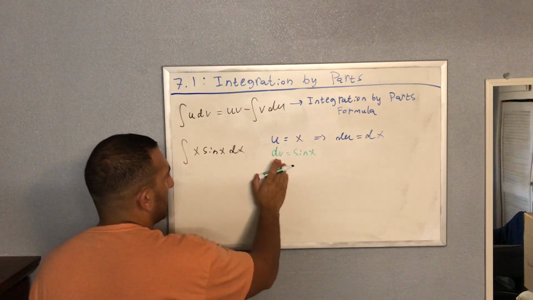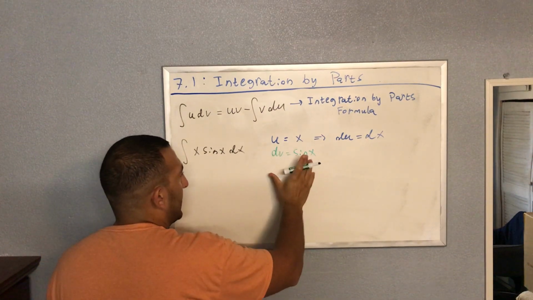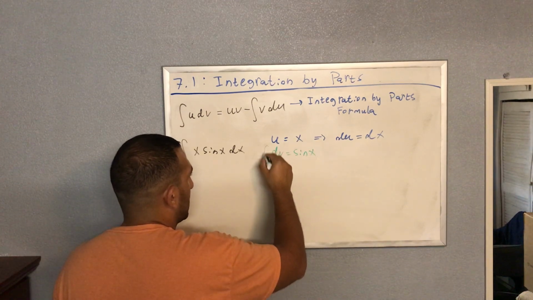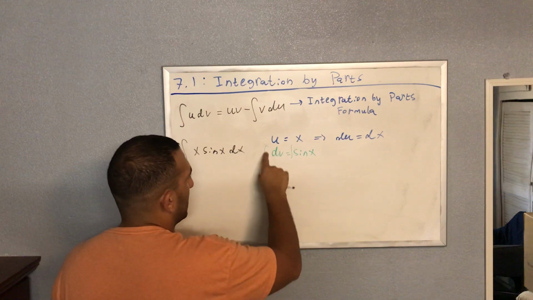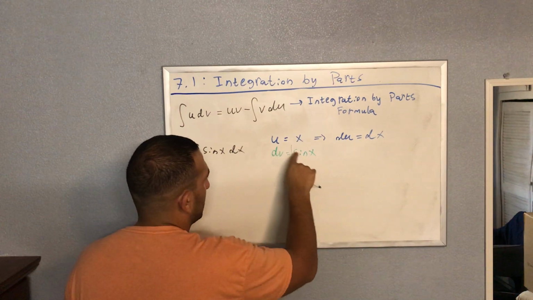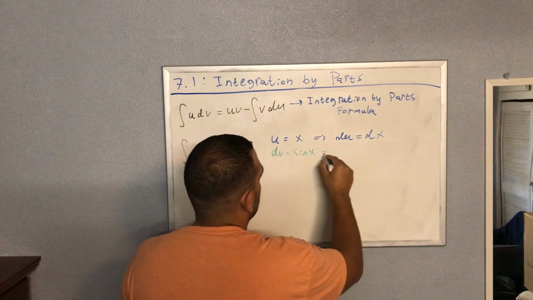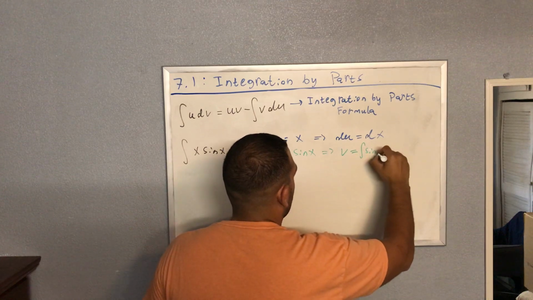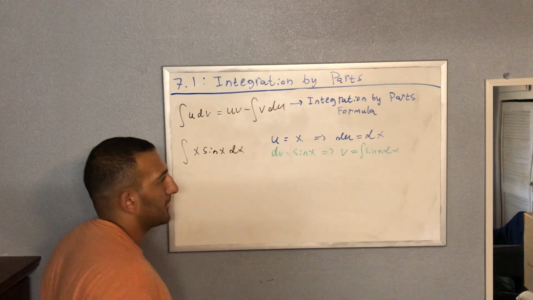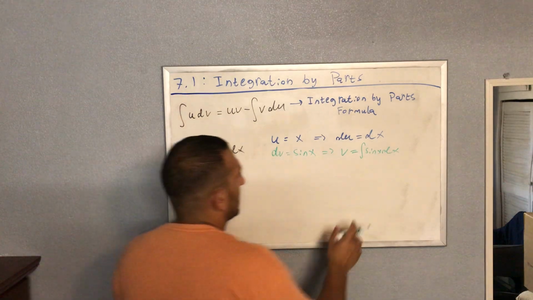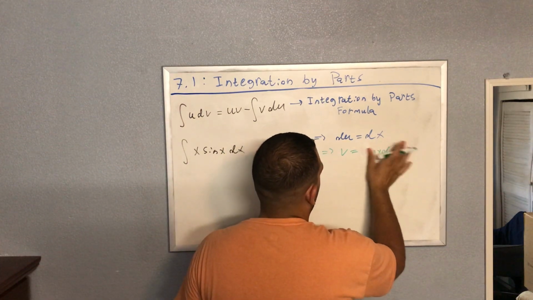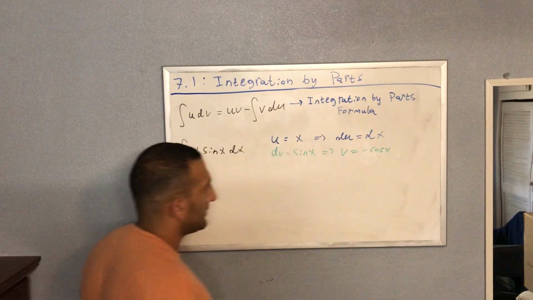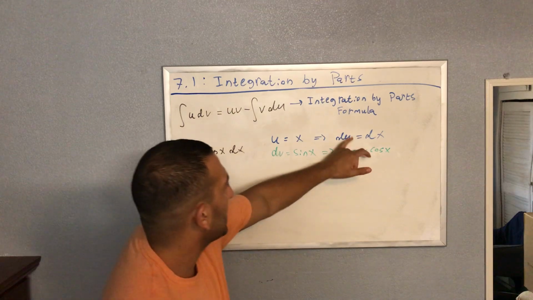And how do you turn something that's been differentiated into something that's not? You take the integral of both sides. So when you integrate both sides, this just becomes v, and this becomes the integral of sine. So this tells us that v is the integral of sine x dx, which we know to be negative cosine. So this is negative cosine x. Okay, so these are the two new things that we found.